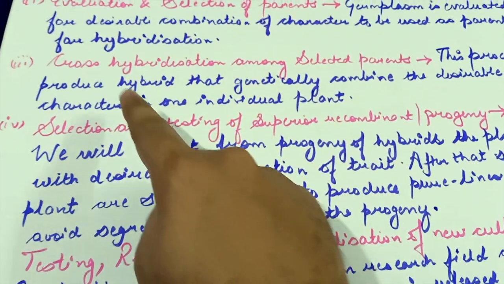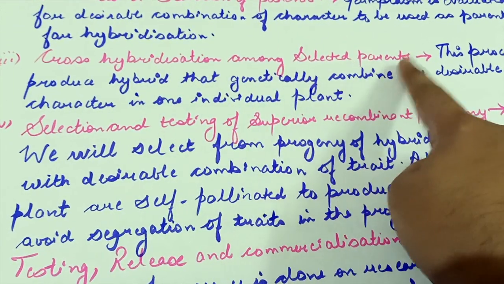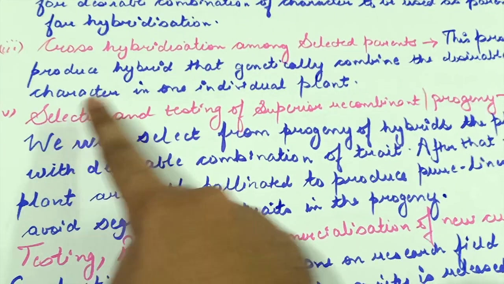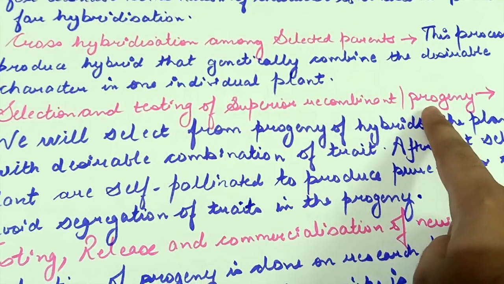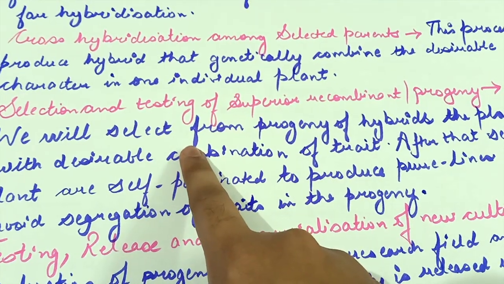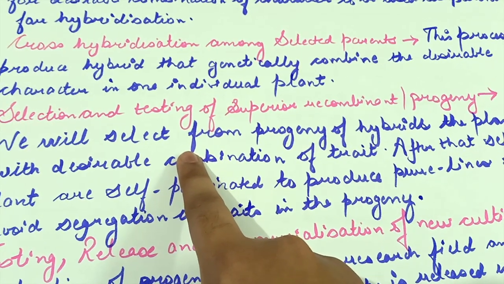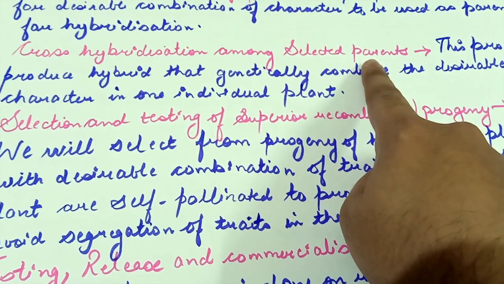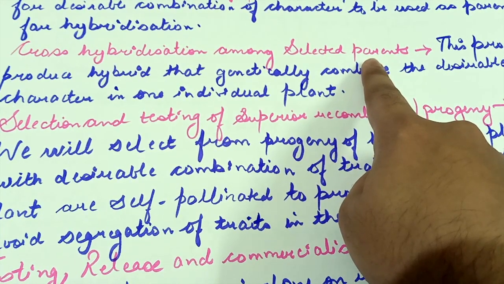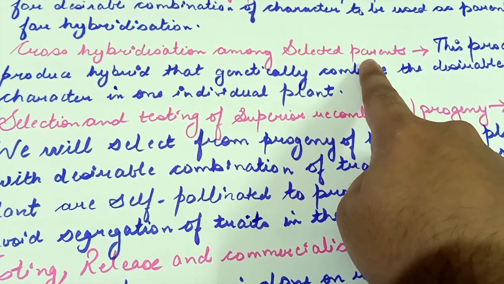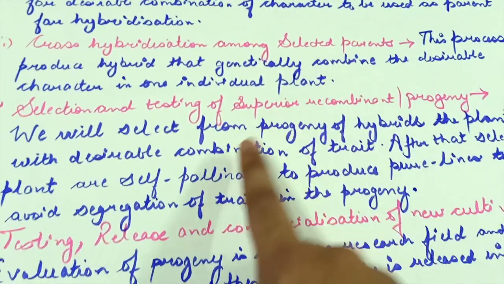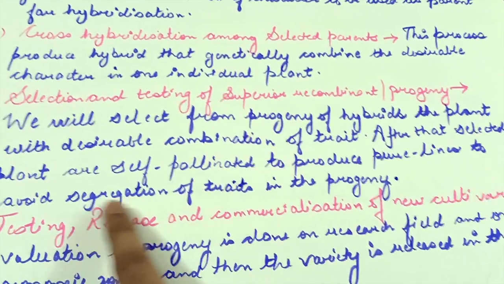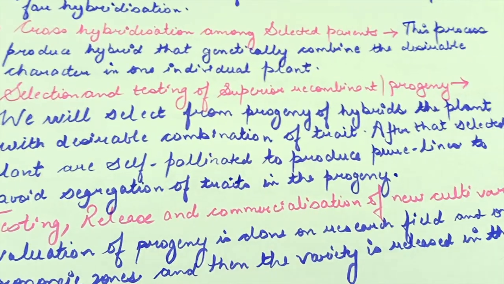Now after crossing between the selected parents and obtaining the hybrid, the next step is selection and testing of the progeny. Now the progeny, or we can say the hybrid that is obtained after the cross between the selected parents, is evaluated to see if it has desirable characters or not. If it has desirable characters, then the hybrid is self-pollinated to produce pure lines to avoid segregation of characters.